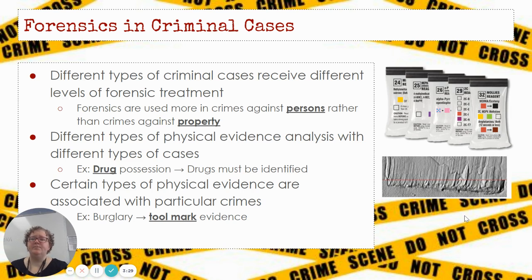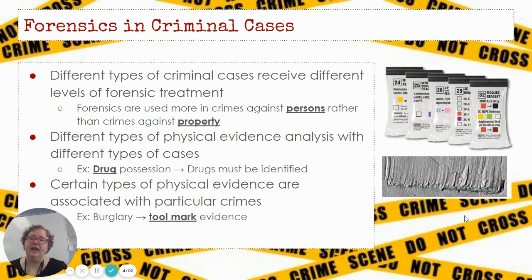All right, so there are different types of criminal cases, and different types of cases are going to receive different types of forensics treatment. So forensics are used more against crimes against persons rather than crimes against property. So crimes against persons would be things like assault, battery, rape, murder. Forensics is used more in those types of cases than it is with property cases, like vandalism, for example, right? Or trespassing.